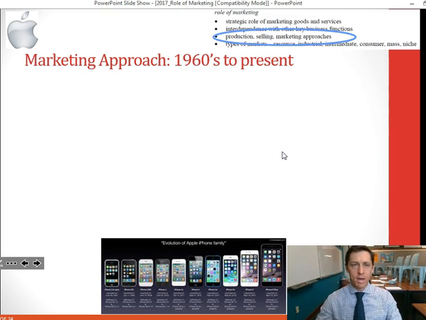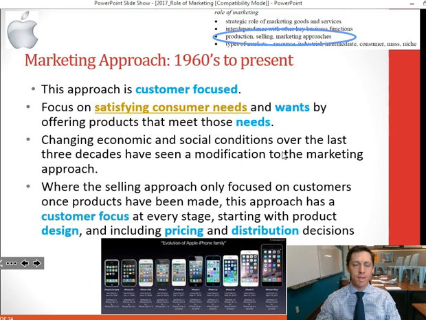The selling approach to marketing has now evolved to the marketing approach, which is now in play, where the customer has become the focal point or the centerpiece of a marketing campaign for an organisation and for a product, where the customer is central. It's about satisfying the needs of those customers, offering the products that they want. This has been driven by changing economic and social conditions over this time. That has meant that there is more competition. Customers are demanding more specific products, and therefore to survive, businesses must meet those needs.